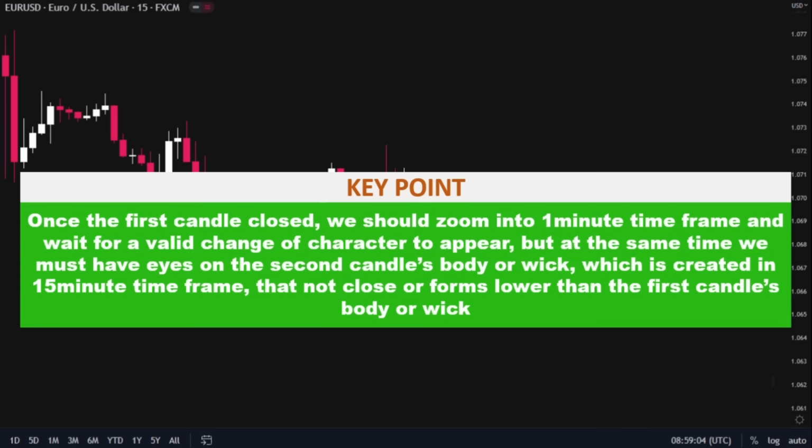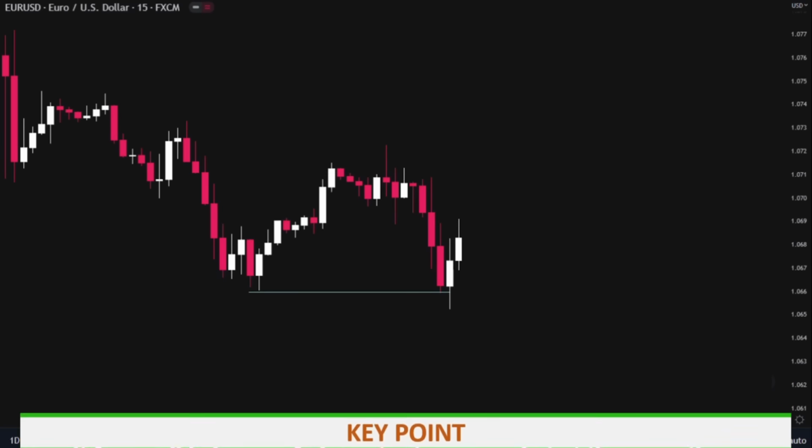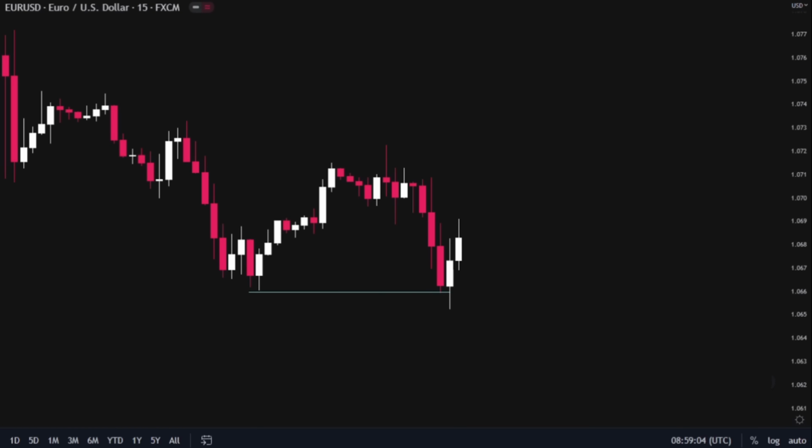There is a very important point that we need to keep in mind. Once the first candle is closed, we should zoom into the 1-minute time frame and wait for a valid change of character to appear. But at the same time, we must keep an eye on the second candle's body or wick, which is created in the 15-minute time frame, to see that it is not closed or formed lower than the first candle's body or wick. If the second candle's body or wick closes or forms lower than the first candle, then our setup is invalid and we will have no trade.